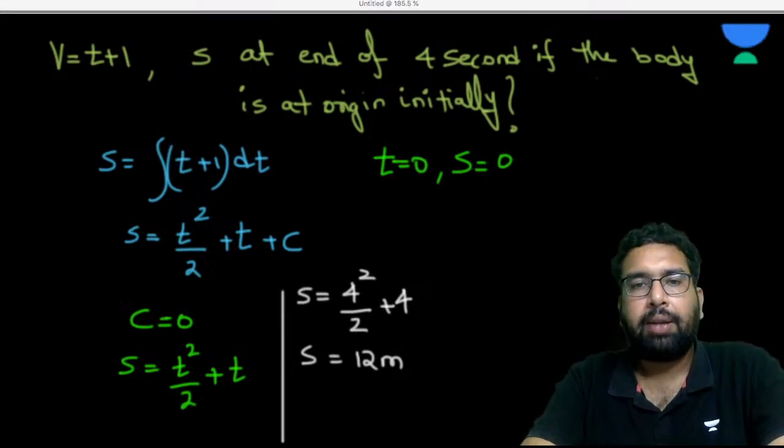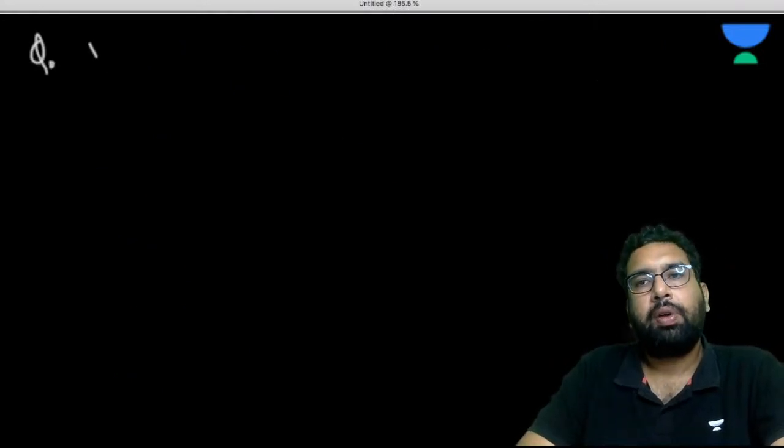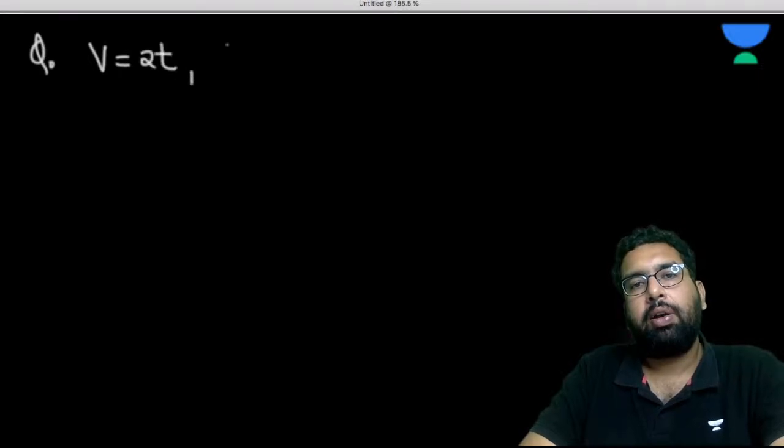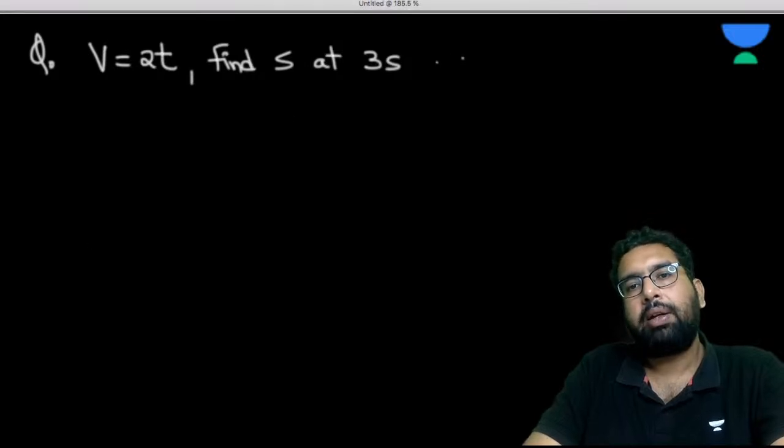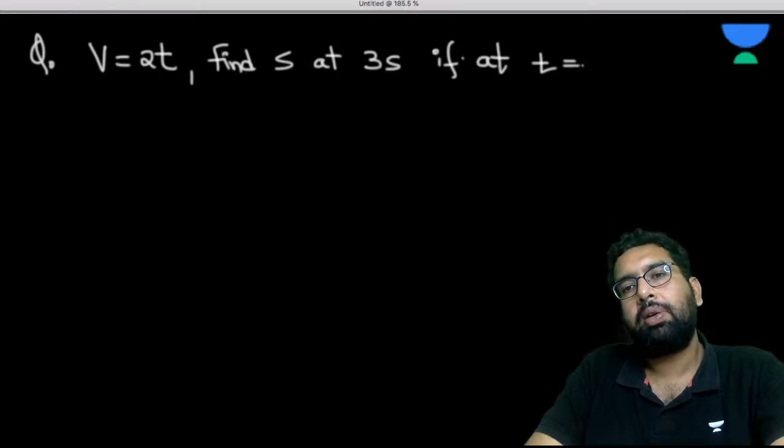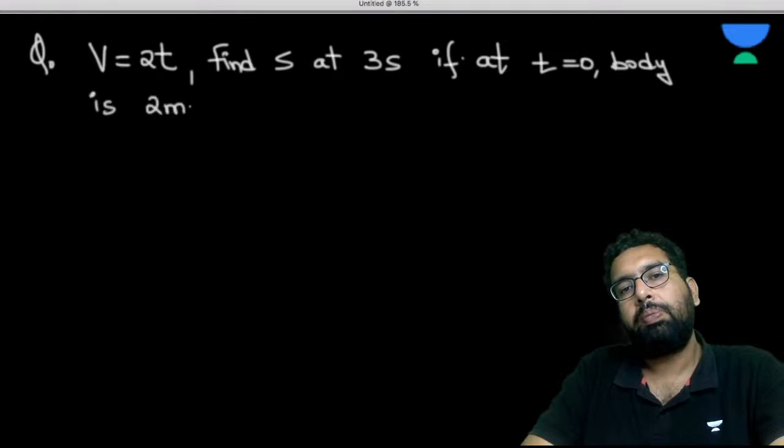Right. Now moving ahead, let's do one more question. Now let's suppose we have v is equal to 2 times t. Find displacement at 3 seconds, if at t is equal to 0, the body is 2 meter behind origin.